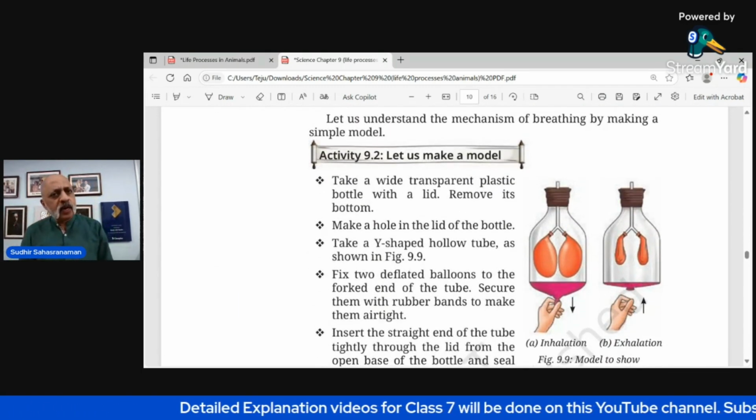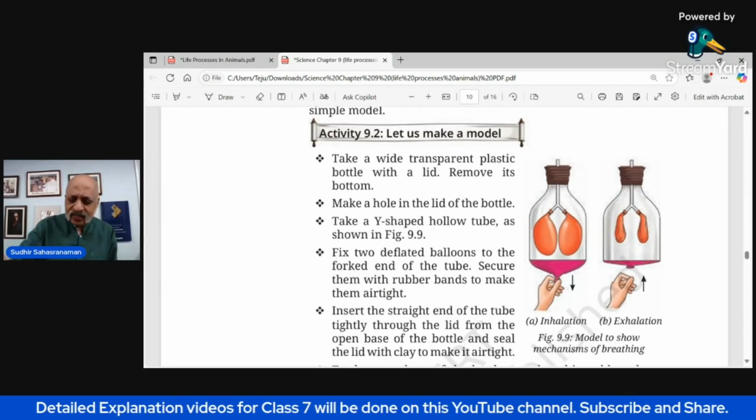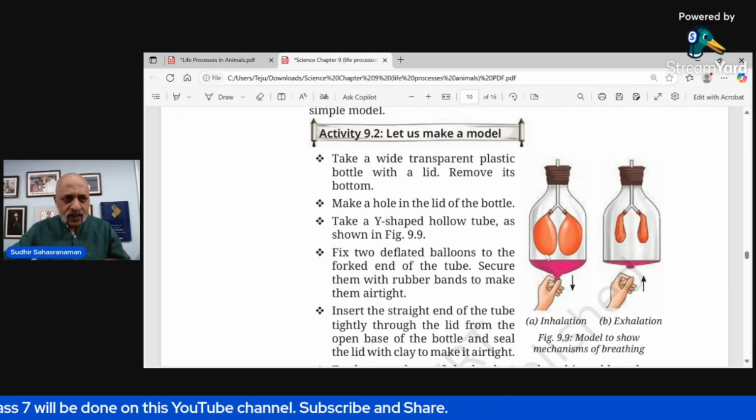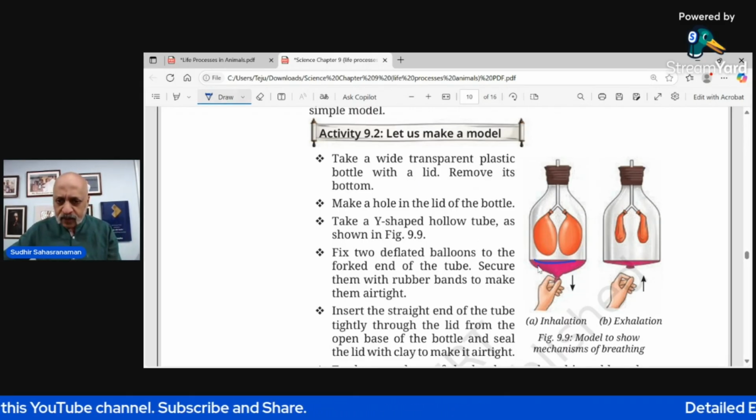Now, there is a small experiment that has been explained out here. Basically, what you need to do is to take a bottle, and remove the base from here. Okay, you remove the base from here.